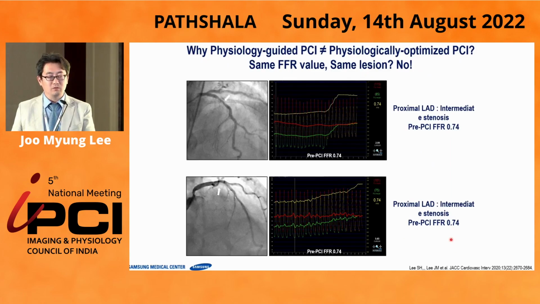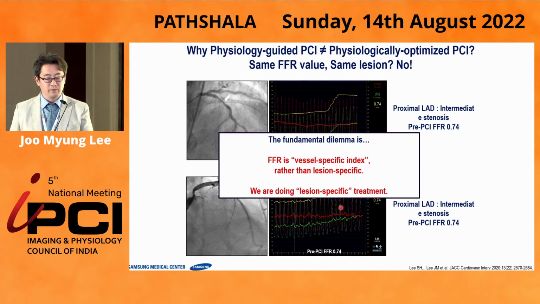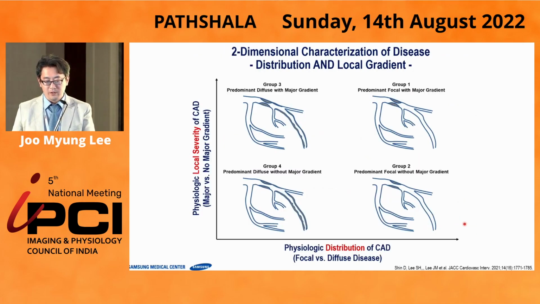So what is that reason? Let me give you the same FFR value, 0.74, in these two different patients, however, totally different disease distribution. So the fundamental dilemma is FFR is a vessel index. However, we are doing region-specific treatment. This is the starting point of the discordance. Although many interventionists want one simple digit to decide your treatment strategy, patient disease is much more complex.